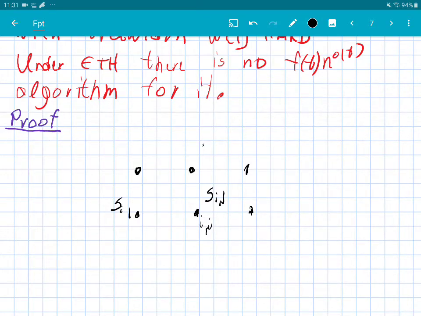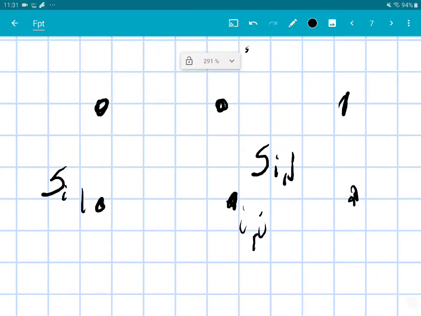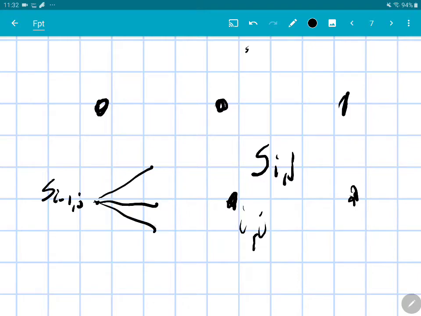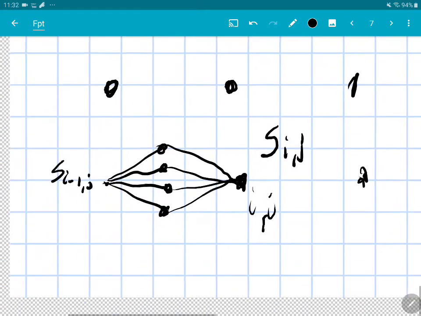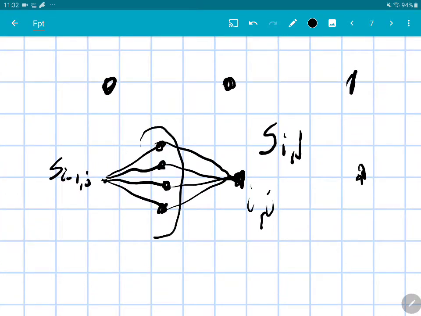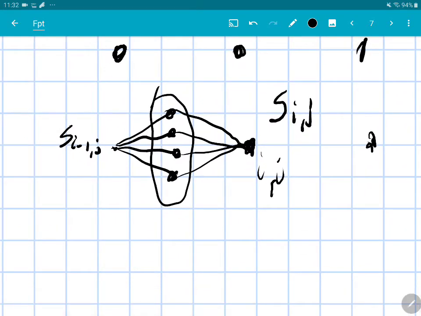So to this end, for two adjacent vertices in this small grid, S_(i-1)j and S_ij, every two adjacent cells, we're going to create this fan. We're going to create this large number of vertices, essentially parallel paths that connect those two adjacent vertices, right? And here's what we are going to do. The lists for all the vertices here are going to be the following.